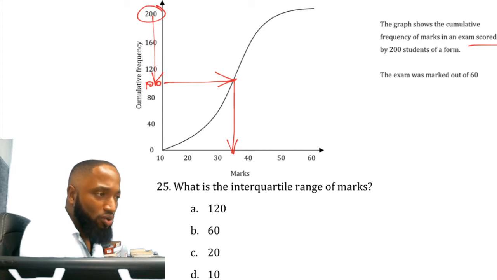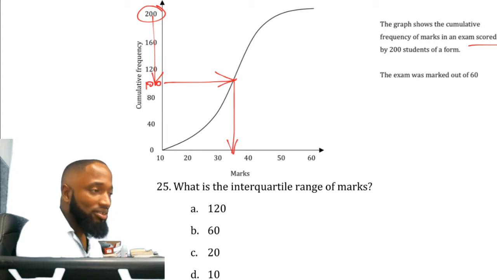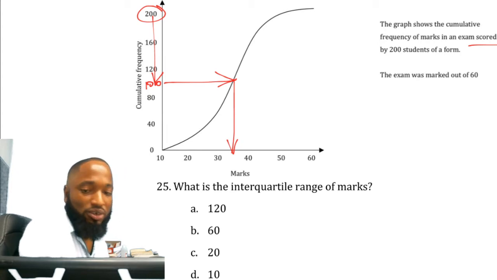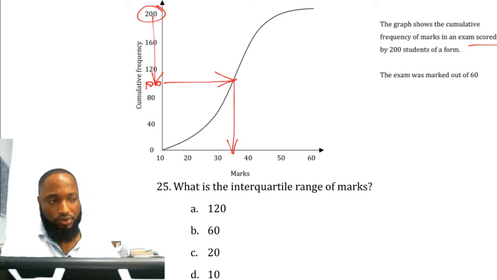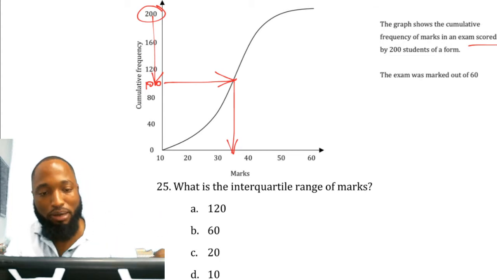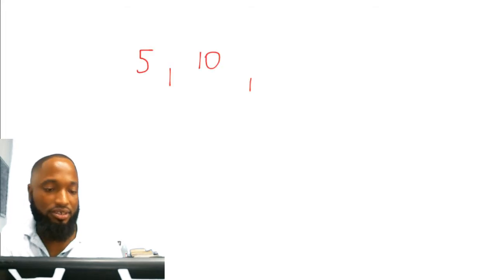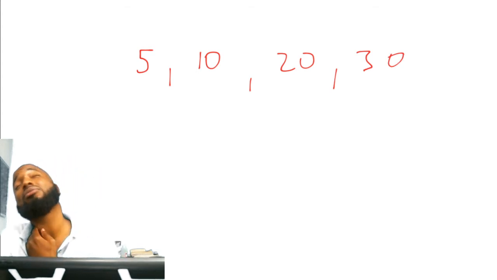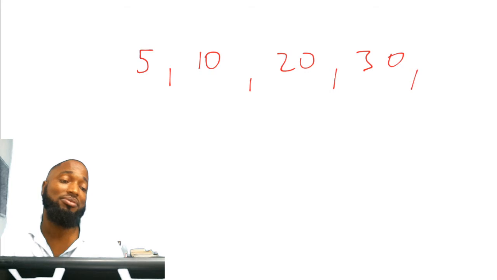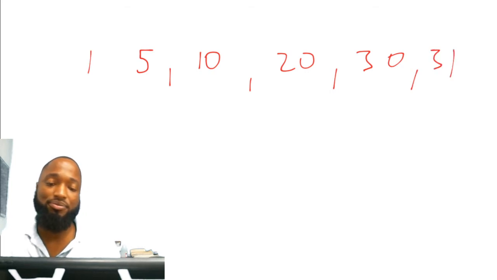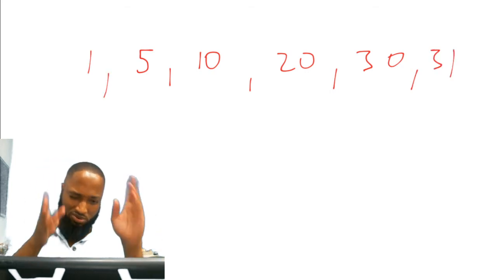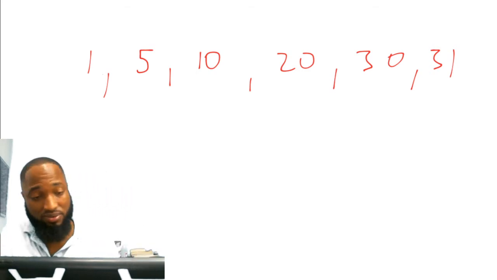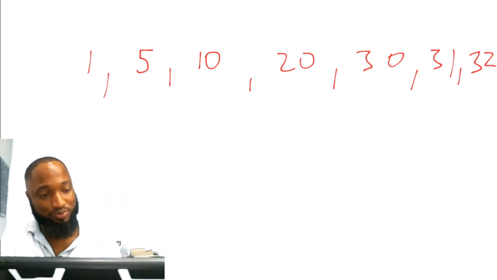Q3 minus Q1, that's correct. But, no, you have to do it. So explain interquartile. No problem, Kian. No problem at all. So let me say we had some values: 5, 10, 20, 30, 31, 32. So these are the readings we get from somewhere.